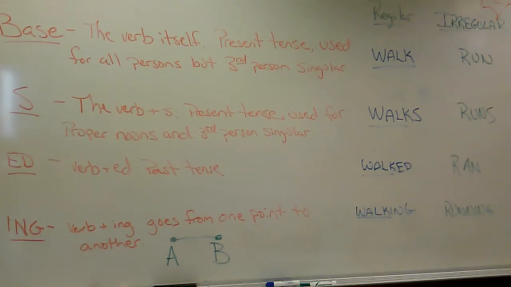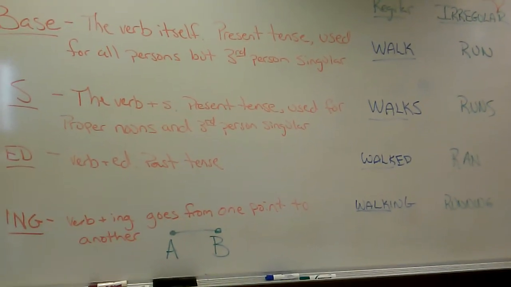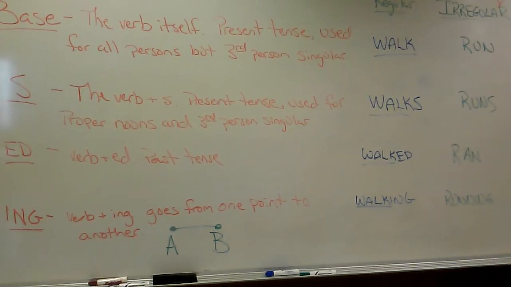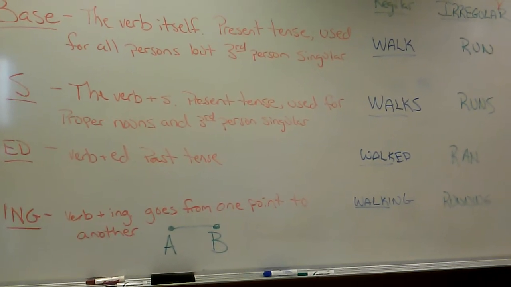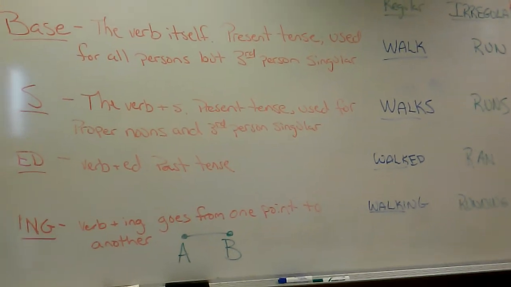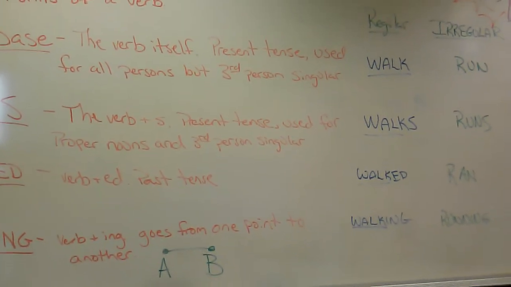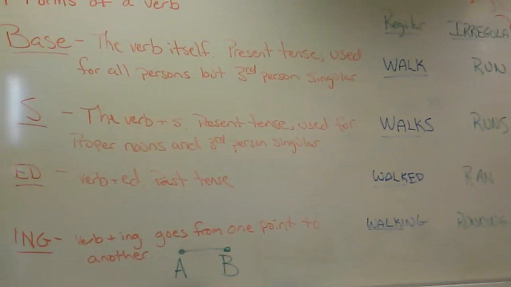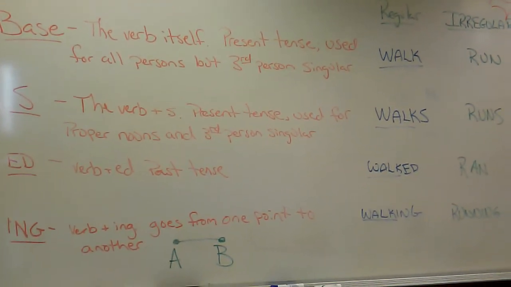The ED form is past tense, I walked to school, and the ING form is walking from point A to point B. Now, you are going to give me 5 sentences using each form of the verb.